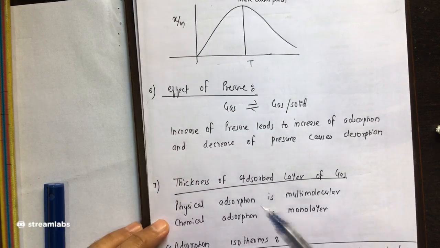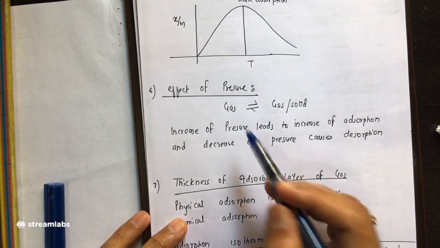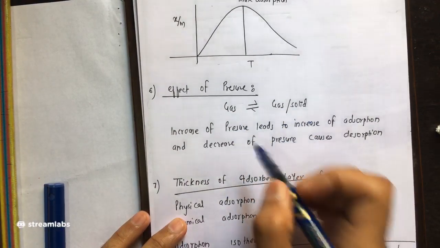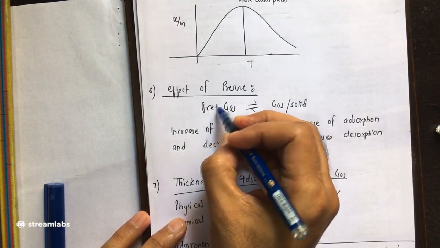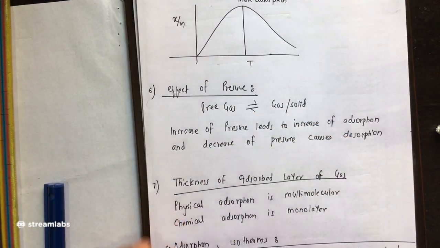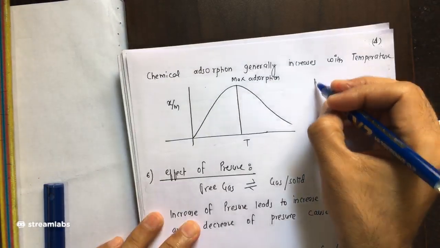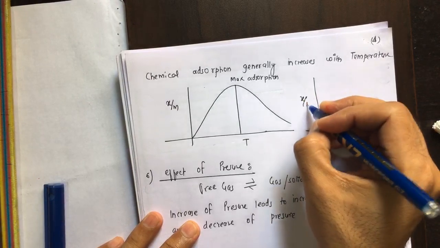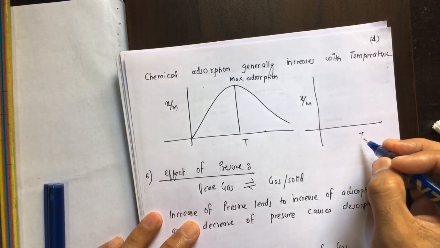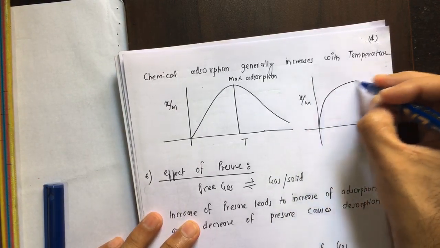Next is the effect of pressure. Gas is in equilibrium with gas in solid, which is nothing but free gas. Obviously, when you increase the pressure, it will cause more adsorption, and decrease of pressure will cause desorption. Increase of pressure causes adsorption, decrease of pressure causes desorption. That is why we say it is x by m versus pressure at a particular temperature.